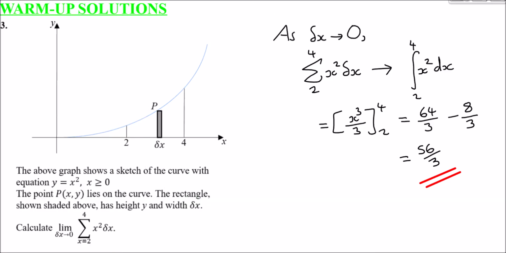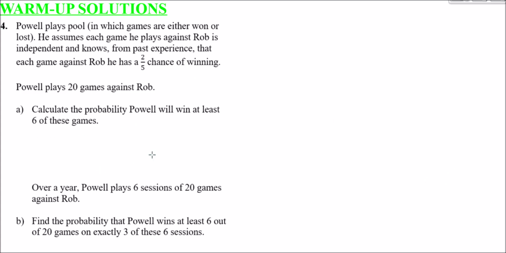The final warm-up question, question 4, is Powell plays pool. Pool is a game in which games are either won or lost. He assumes each game he plays against Rob is independent, and he knows from past experience that winning each game against Rob has a 2/5 chance. Powell plays 20 games against Rob. Calculate the probability Powell will win at least 6 of these games.